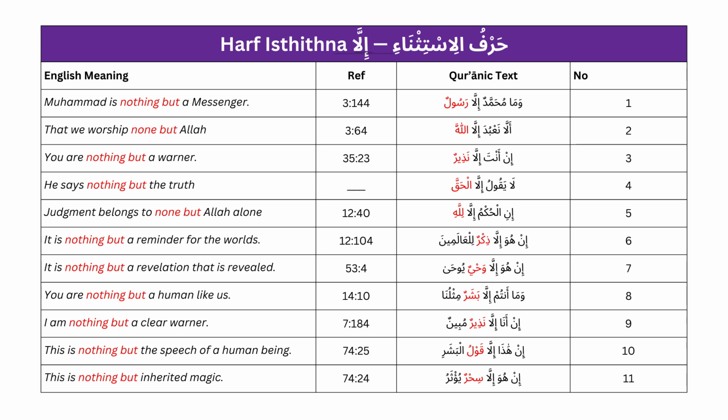10th example, In hadha illa qawlul bashar. This is nothing but the speech of a human being. 74:25. The disbelievers use this claim about the Qur'an. Grammatically, qawlu is the khabar, and Illā restricts the meaning. 11th example, In huwa illa sihrun yu'thar. This is nothing but an inherited magic. 74:24. Again, the same structure appears. Negation followed by Illā, giving the meaning of restriction.